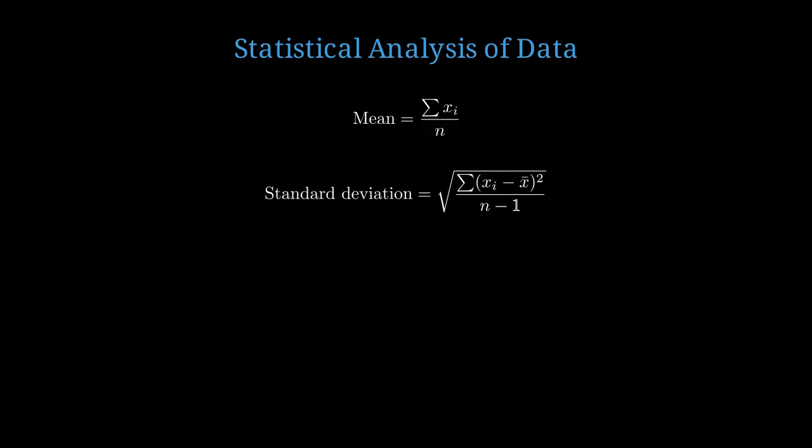Standard deviation measures the spread of your data. It tells you how much your measurements vary from the average. A small standard deviation means consistent data. A large one means scattered data.